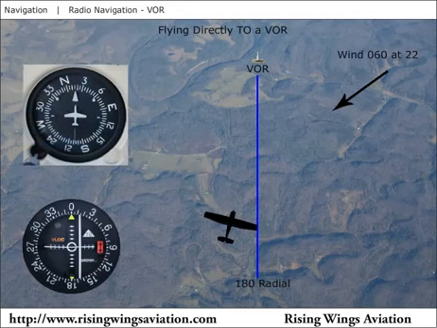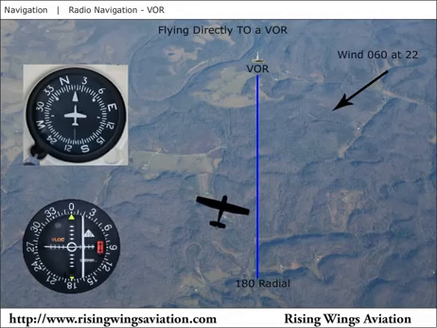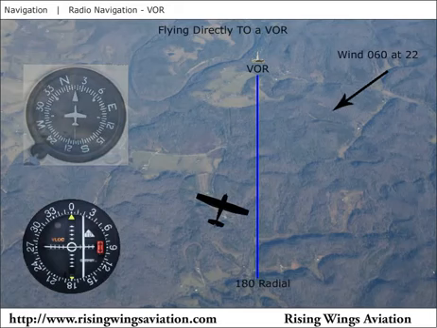Maintaining this new heading, observe the movement of the CDI. Let's say it continues to move right. We can gather that a 15 degree heading is not enough to counteract the wind. A greater correction is required, so let's turn further right to a heading of 030.